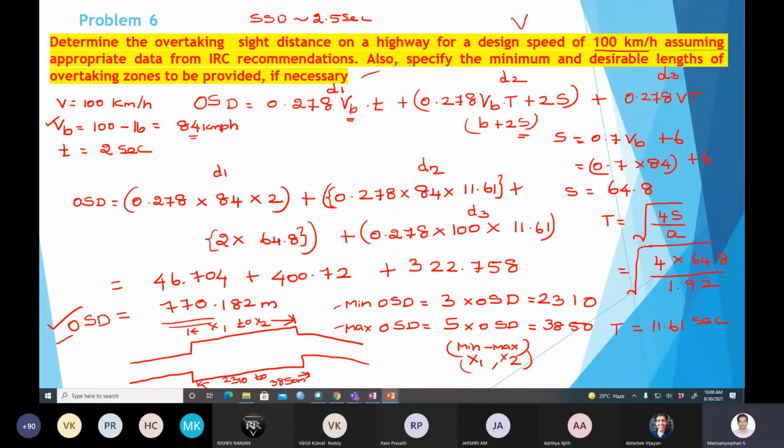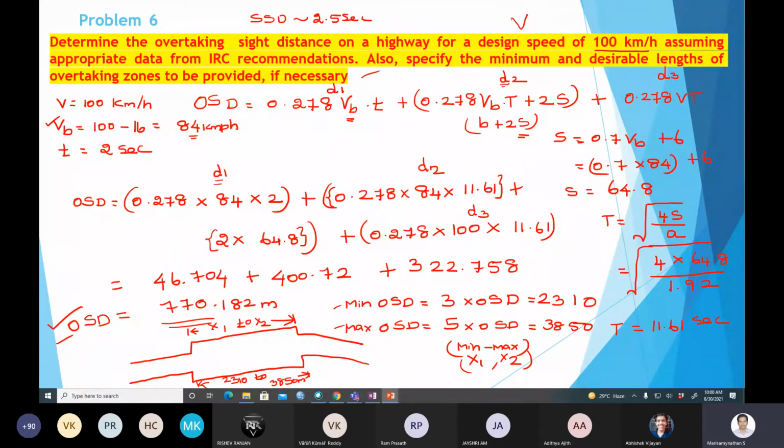The traveling speed of the vehicle B is estimated as 100 minus 16, that means design speed minus 16. When you put it in, you get a value of 84 kilometer per hour. And the reaction time is 2 seconds. When you multiply both values, you get the value of D1.